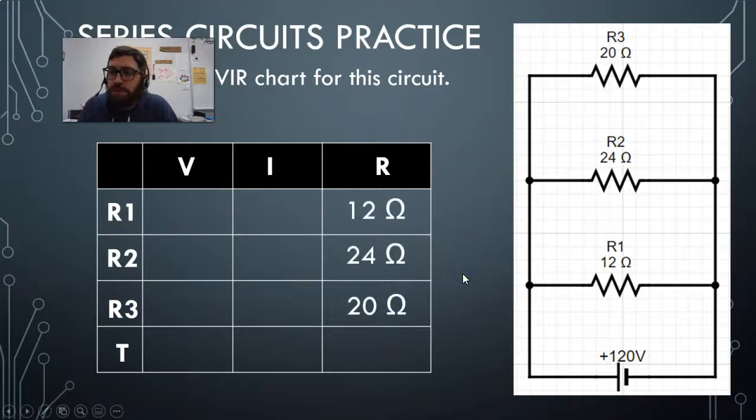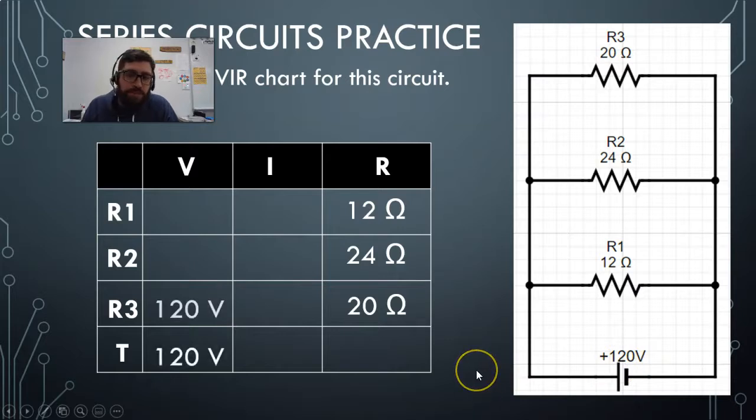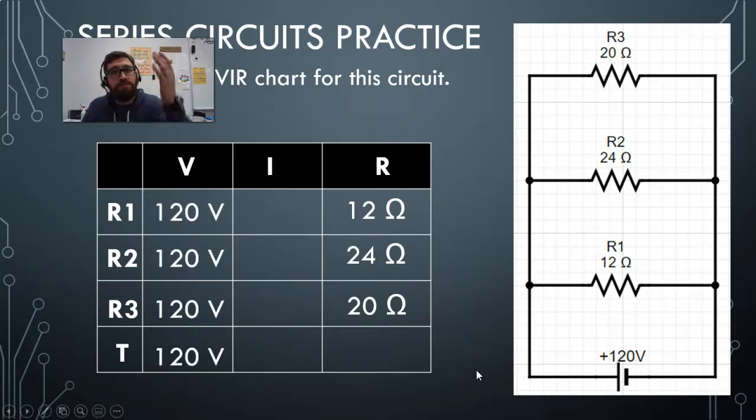Resistance is first: 12, 24, and 20. Battery voltage goes here, 120. That's really the power source voltage. And then remember, 120 is the same all the way up. Next, we're going to calculate the total resistance by taking the reciprocal sum of all these, 1 over 12 plus 1 over 24 plus 1 over 20, and then getting the reciprocal of that answer. You should get 5.7 for this total. Go back and see what you might have done wrong if you didn't get that answer.